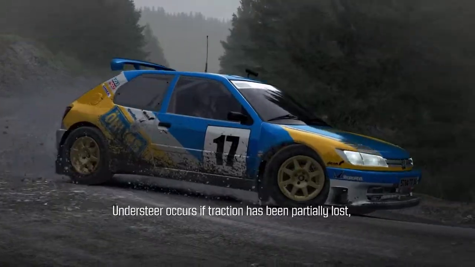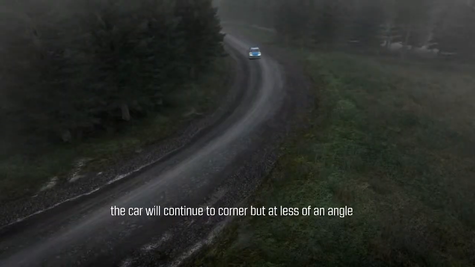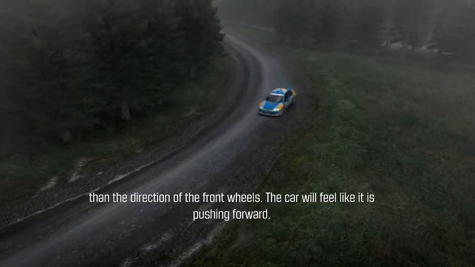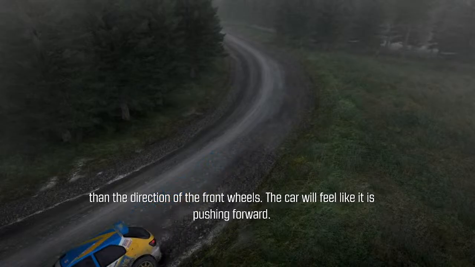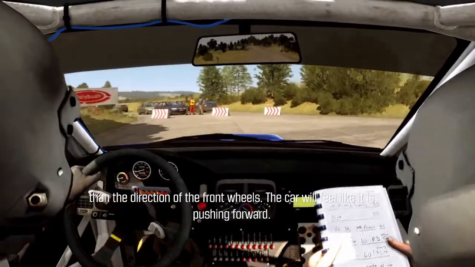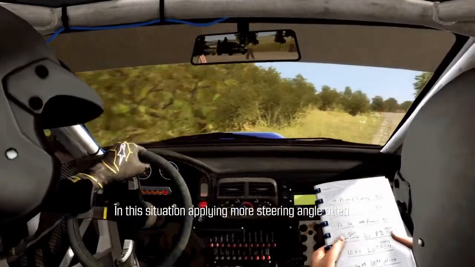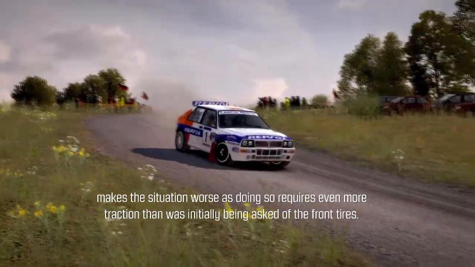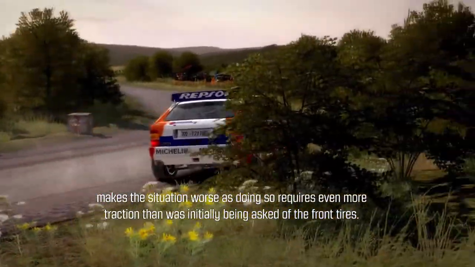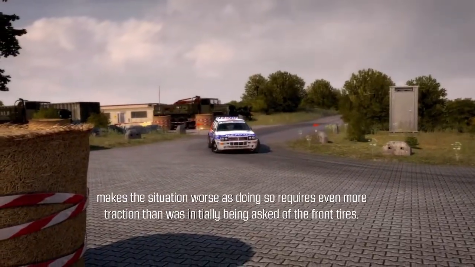Understeer occurs if traction has been partially lost. The car will continue to corner, but at less of an angle than the direction of the front wheels. The car will feel like it is pushing forward. In this situation, applying more steering angle often makes the situation worse, as doing so requires even more traction than was initially being asked of the front tyres.